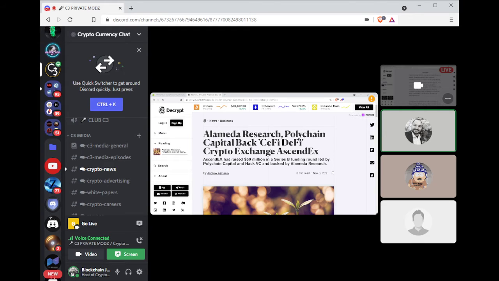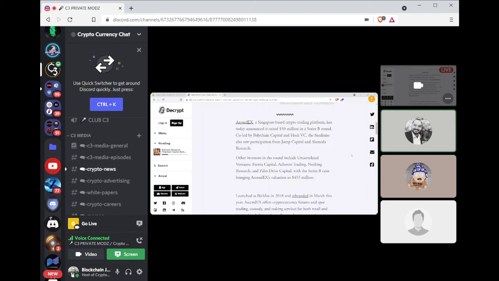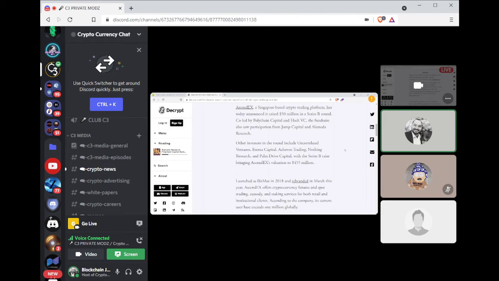Next news article written by Andrew Asmakov. Alameda Research, Polychain Capital-backed DeFi crypto exchange, AscendX. What the heck did I just say? I don't know. AscendX, a Singapore-based crypto trading platform, has today announced it raised $50 million in a Series B round, co-led by Polychain Capital and Hack VC. The fundraise also saw participation from Jump Capital and Alameda Research. Other investors in the round include Uncorrelated Ventures, Eterna Capital, Acheron Trading, Nothing Research, okay, and Palm Drive Capital, with the Series B raise bringing AscendX's valuation to $455 million.